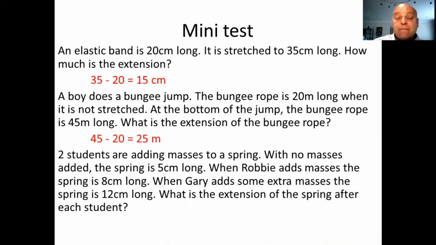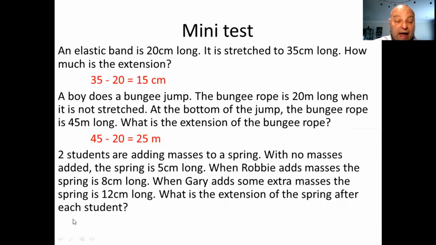Two students are adding masses to a spring. With no masses added, the spring is 5 centimeters long. Remember that 5 centimeters because you've got to take that away from everything. When Robbie adds masses to the spring, it's 8 centimeters long. When Gary adds some extra masses to the spring, it is 12 centimeters long. What is the extension of the spring after each student?